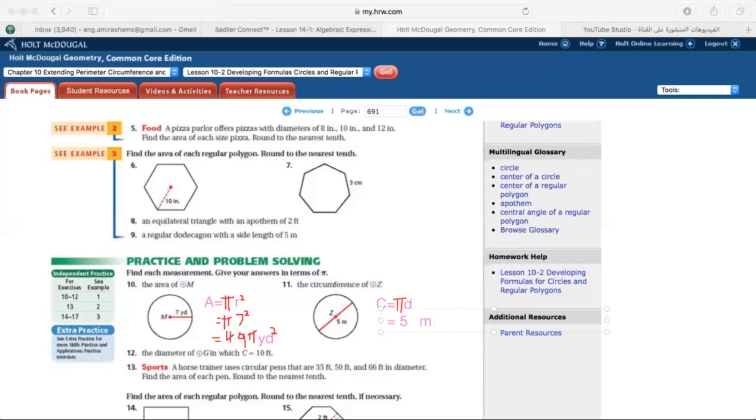I will not write meters squared, because I am calculating the circumference, and of course I will not square the unit. I only square the unit when I am calculating the area. When I am calculating the circumference or any missing dimension, I do not square the unit. Put it in your mind, girls, and please don't forget this point. And don't forget to put the units.